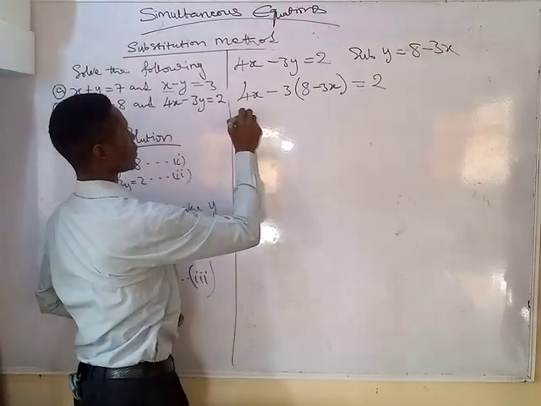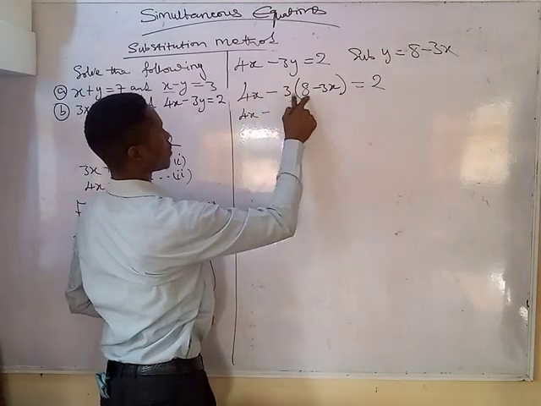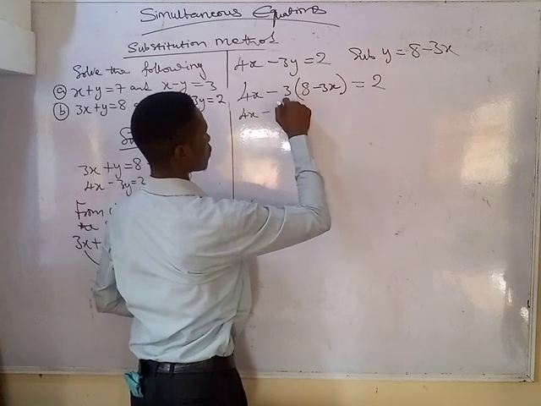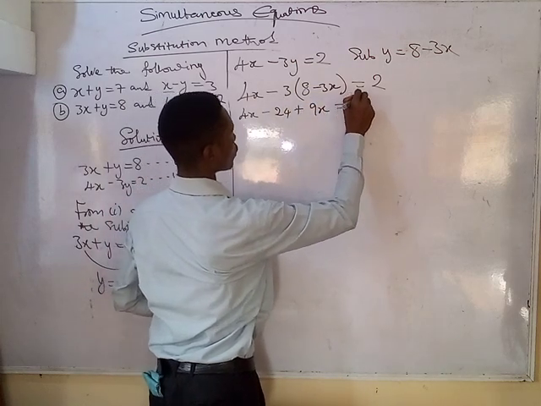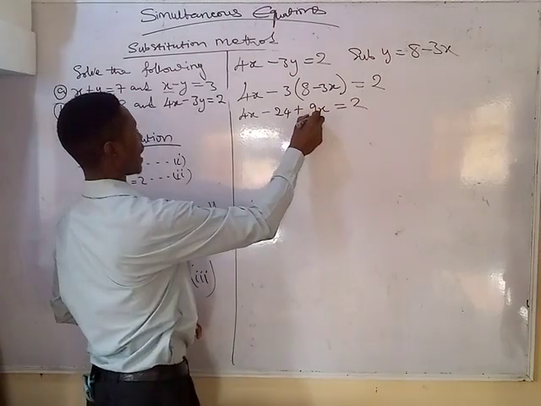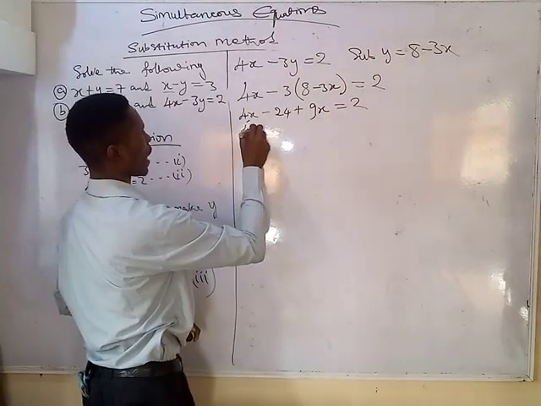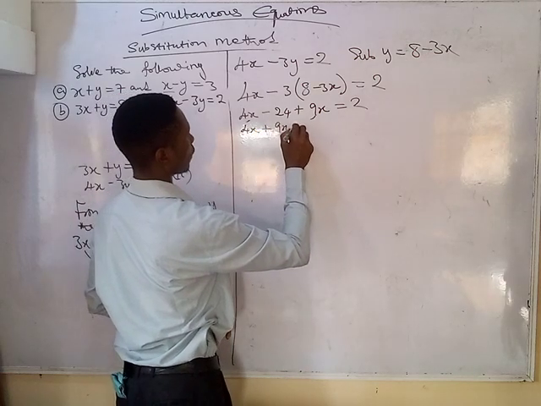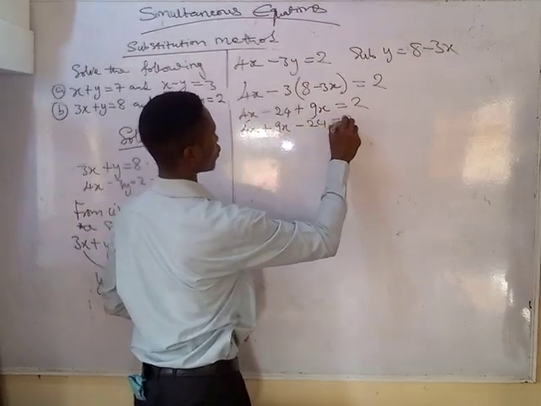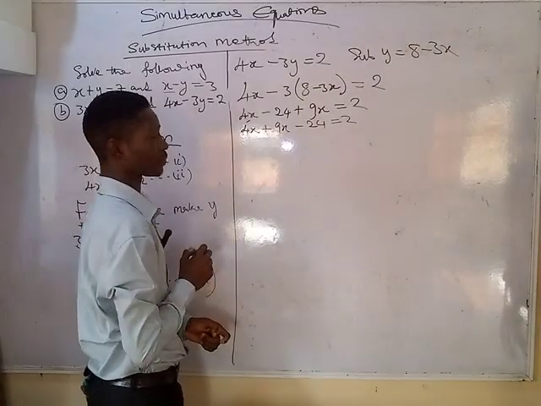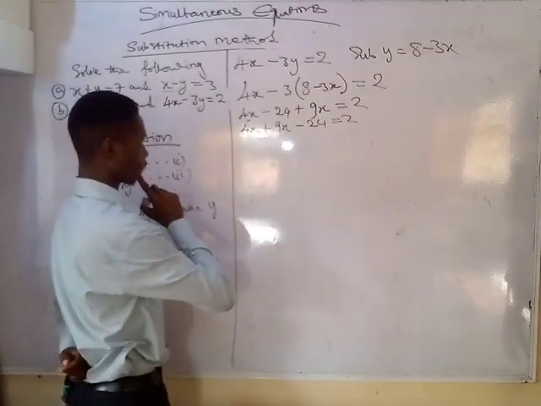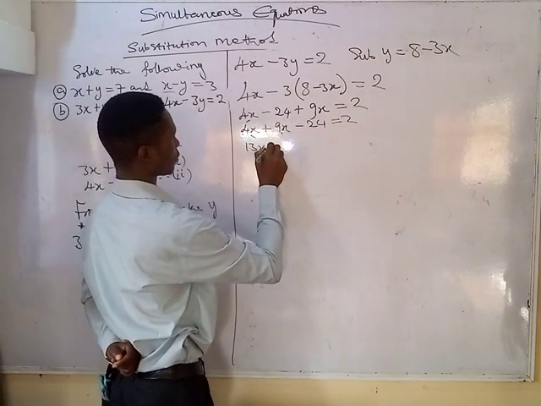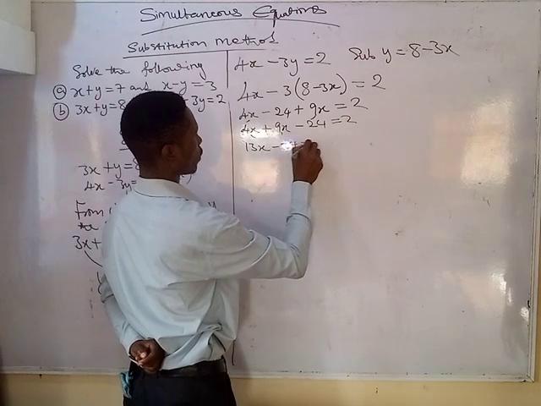So we expand the bracket. This is 4x minus 3 times 8 is 24. Minus times minus is plus, so this will give us 9x equals 2. We collect like terms. So this is 4x plus 9x minus 24 equals 2. So we add this to this. This is 13x minus 24 equals 2.